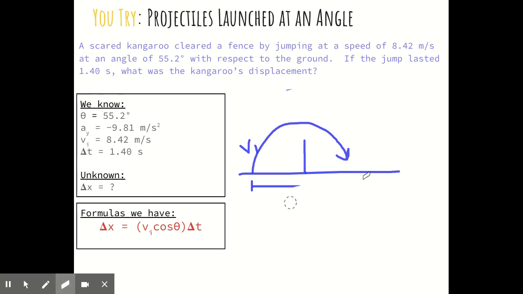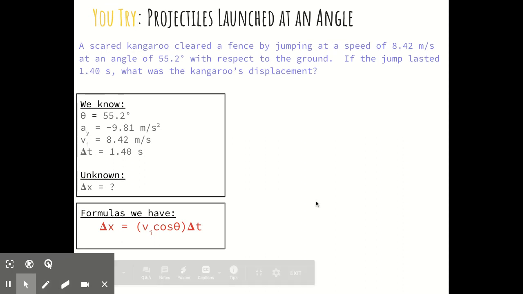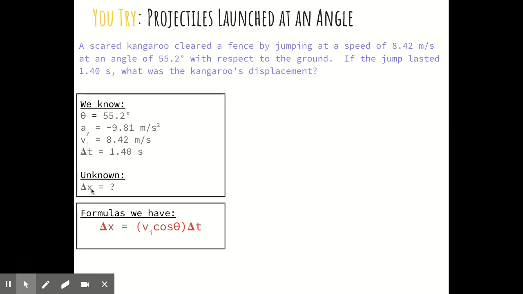So let's erase this so we can work on it. I wish I could erase all of it at one time. Okay, so we have what we know listed over here. What we don't know is his horizontal displacement.